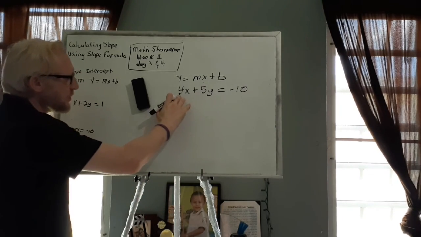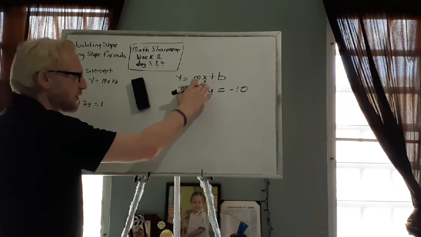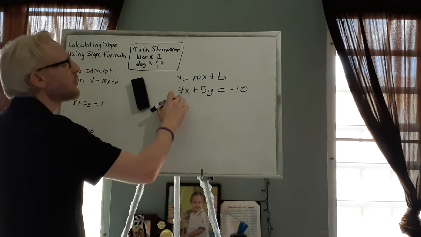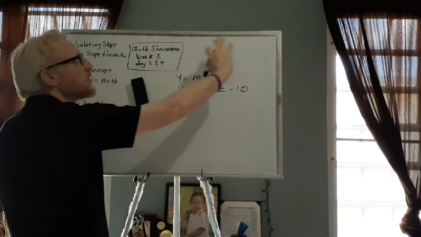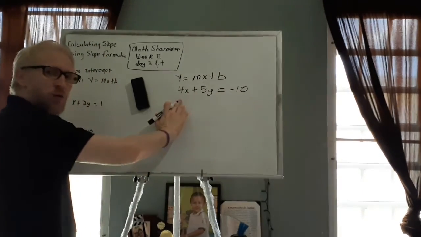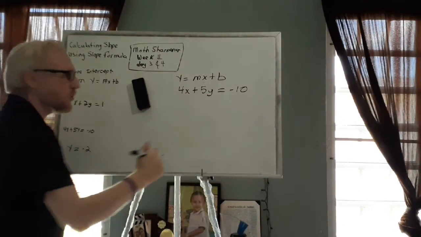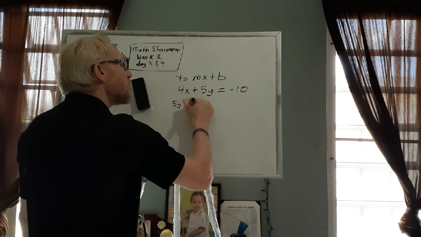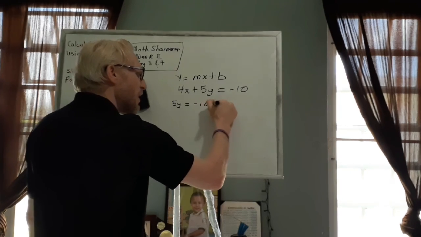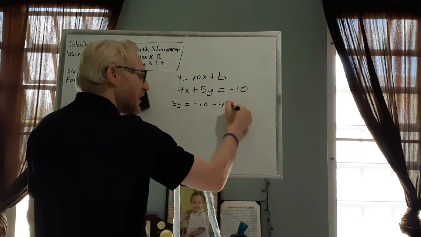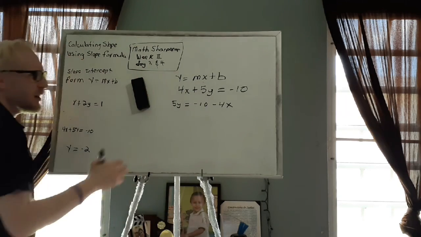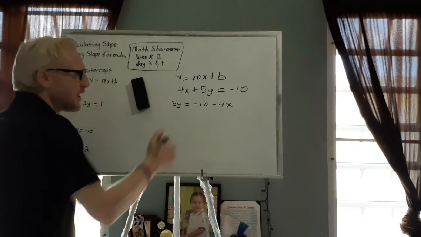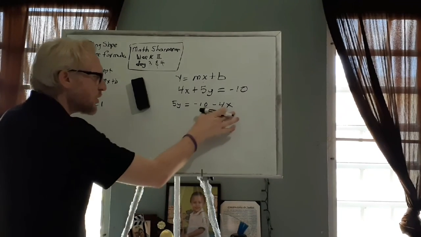And again, I have to get rid of this variable, okay? Because I want this to look like this. So how do I get rid of that variable? Well, what I'm going to do is I'm going to take the 4 and I'm going to move it to the other side. And since this is positive 4, when I move it to the other side, it will be negative 4. So this is actually going to be 5y equals negative 10 minus 4x. Now, again, if this is a positive 4, when I move it to the other side, it turns into a minus 4. And what I'm going to do now is rearrange this.